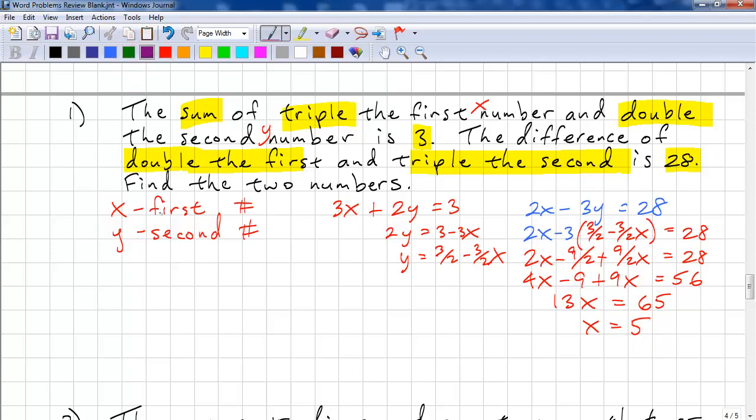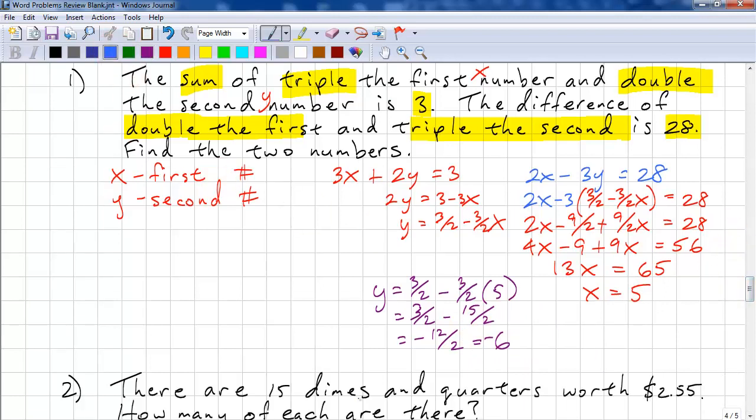Now again, when you have two variables, you need to solve for both variables. And let's just plug it into here. y is equal to 3 over 2 minus 3 over 2 times 5. 3 over 2 minus 15 over 2. So this is minus 12 over 2, and that's just minus 6. So we have our two answers: x equals 5, y equals negative 6.